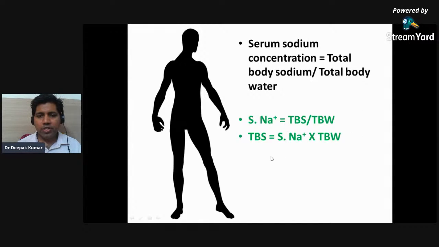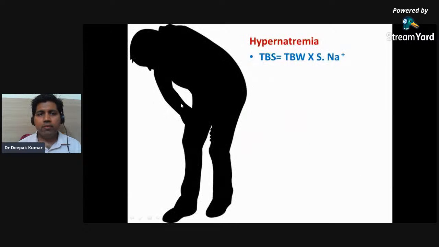So in the same equation, how do you get total body sodium? Total body sodium is equal to serum sodium multiplied by total body water. The same equation. We are going to try to identify how much total body sodium there is using the same equation. Now using this, we are going to build on and identify the sodium deficit or sodium gain. Let's take the first scenario of hypernatremia. So what happens in hypernatremia? Consider the patient has presented to you with hypernatremia.